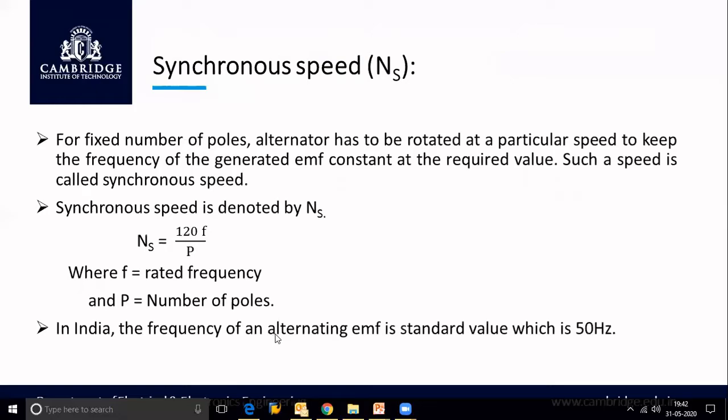Now let us find out what is meant by synchronous speed. The speed at which the three-phase synchronous generator rotates is known as synchronous speed, and it is usually denoted by Ns. It is given by the expression Ns is equal to 120 F by P. This expression comes from the previous expression, frequency is equal to PN by 120. Here the speed, whatever we are representing, we can consider as the synchronous speed in the case of a three-phase synchronous generator. So Ns is equal to 120 F by P, where F is the rated frequency in Hertz and P is the number of poles. In India, the standard frequency of an alternating EMF is 50 Hertz.